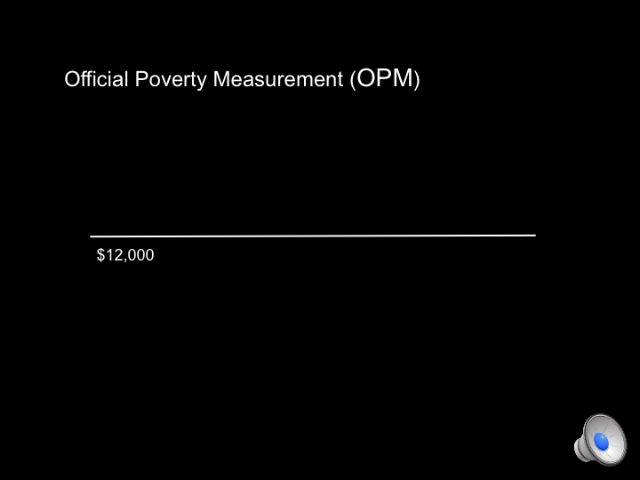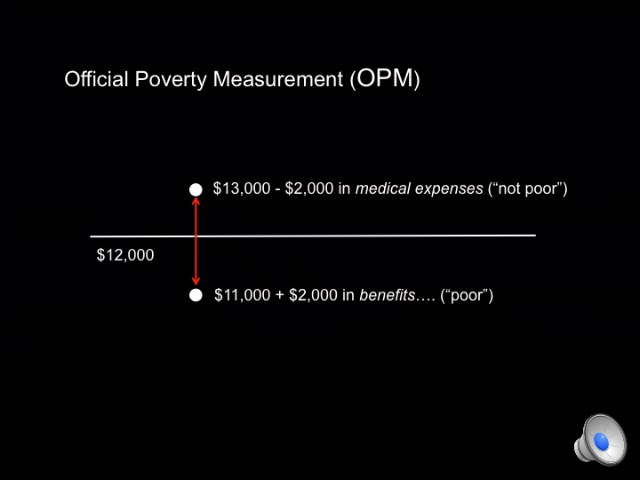Consider this situation. The OPM threshold is $12,000. If a man makes $13,000, is he considered poor? According to the OPM, no. And if a single woman makes $11,000, she is considered poor according to the OPM. However, let's say this woman receives $2,000 in benefits, and this man has a medical disorder that costs him $2,000 in medical expenses. This man is still considered not poor by the OPM, even though he only has $11,000 in usable income. On the other hand, the woman is considered poor even though she makes $13,000 after factoring in government benefits.